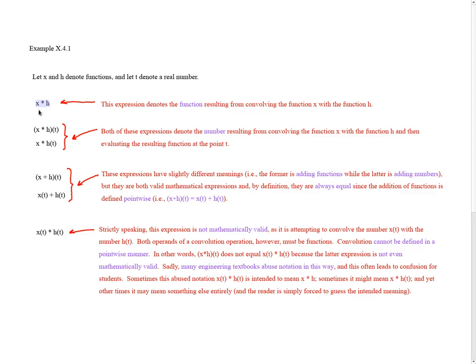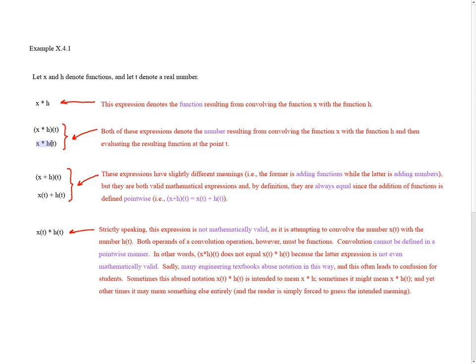Now because x star h denotes a function, we can evaluate that function at a point. For example, we can take the result x star h, which is a function, and evaluate it at the point t. So this is what this particular notation here corresponds to. We're taking the convolution result x star h, which is a function, and then evaluating it at the point t. Now it turns out that the brackets we have here around the x star h are unnecessary for grouping purposes. If we drop them, this doesn't introduce any ambiguity.